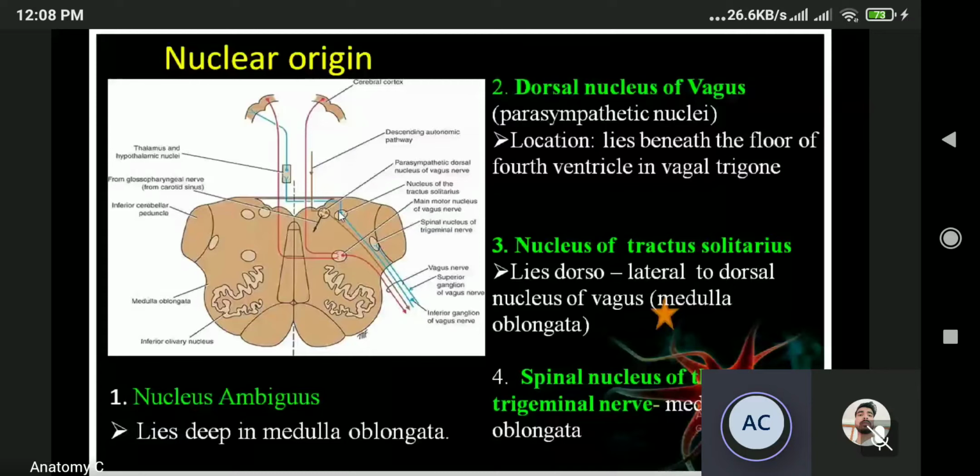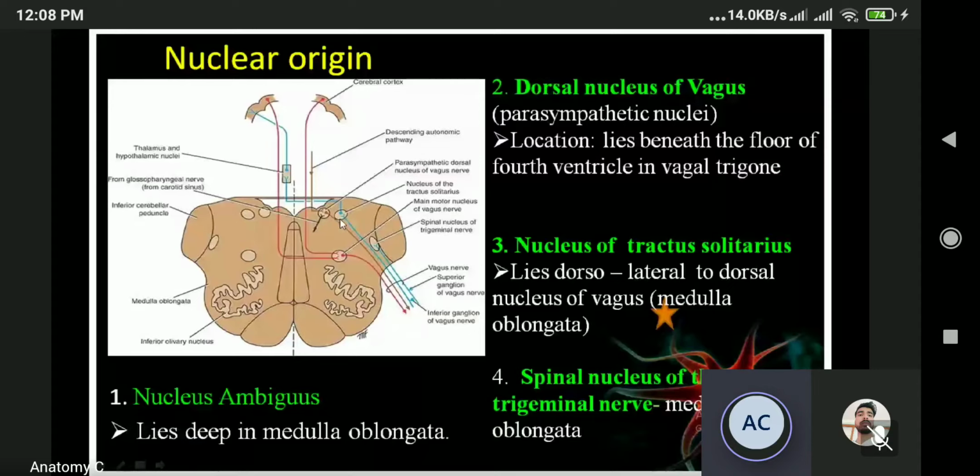And the nucleus of tractus solitarius is receiving the taste sensation. So it is receiving the special sensation from the tongue. So the functional component of this will be the receiving one. This is the afferent, the sensory one. It is receiving the special sensation. So what is it? Special visceral afferent.